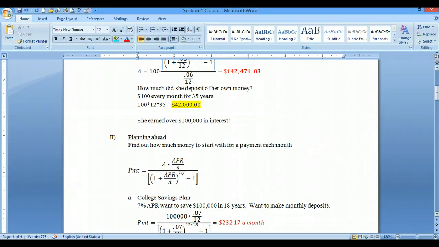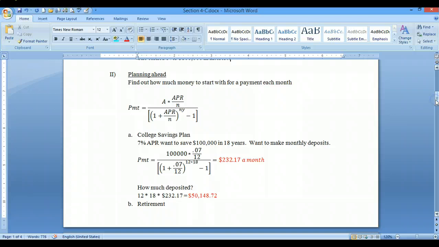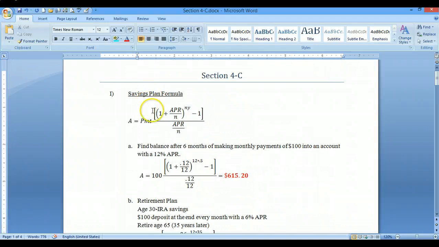All right, let's kind of go backwards now. Let's plan ahead. How much money do we need to start with, or to start for each payment for each month? So my payment formula is now solved for the payment. So I take our original, and of course right here is a multiplication sign. You don't have to have it in there. With Excel you do, but we know that if nothing's there it means multiply.